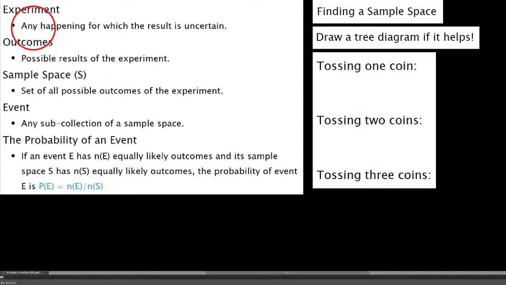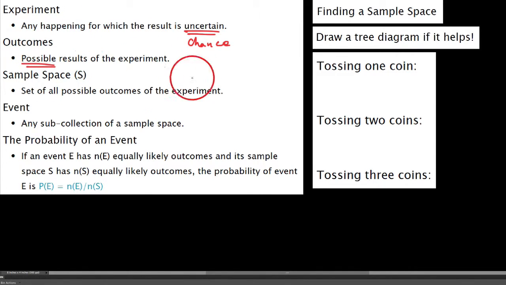When we refer to an experiment, we're referring to any happening for which the result is uncertain. So we're basically saying that when we explore probability, we're looking at the theoretical chance that something that is uncertain actually occurs in an experiment. So outcomes. When we talk about the outcomes of an experiment, these are the things that are possibly going to happen. So it doesn't have to happen, but the set of all possible outcomes, that's something we're going to refer to very specially as our sample space.